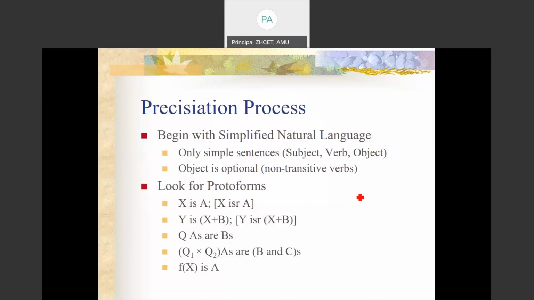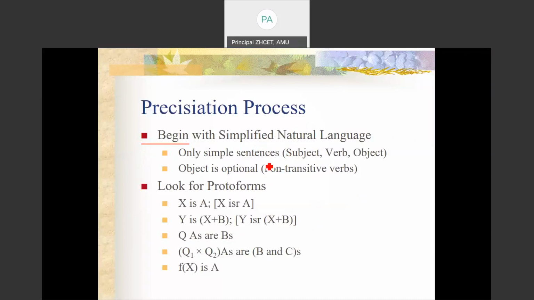Dear students, in my last lecture, I had introduced the precisiated natural language. So today we will see how we actually carry out the precisiation process. My first step would be to begin with simplified natural language. What do I mean by simplified natural language?